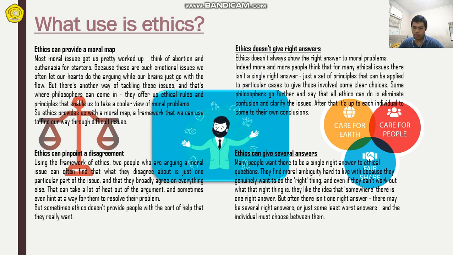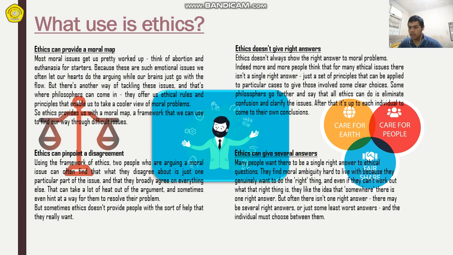Second, ethics can pinpoint a disagreement. Using the framework of ethics, two people who are arguing about a moral issue can often find that what they disagree about is just one particular part of the issue, and they actually agree on everything else. That can take a lot of heat out of the argument, and sometimes even hint at a way for them to resolve their problems. But sometimes ethics doesn't provide people with the sort of help that they really want.